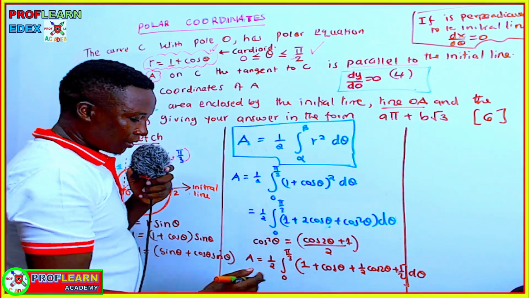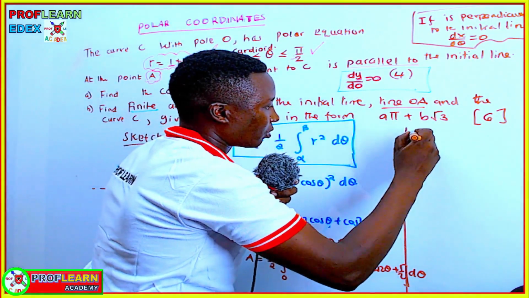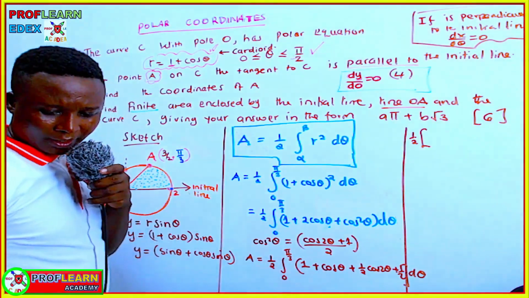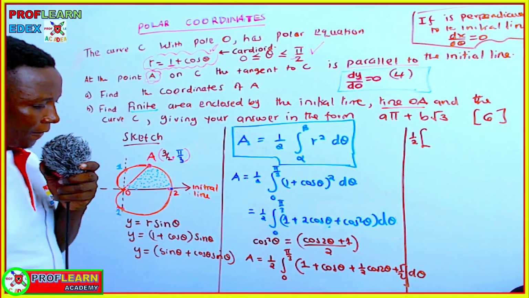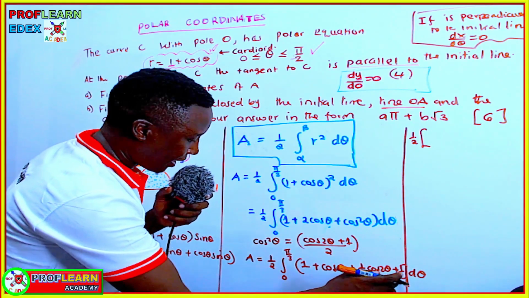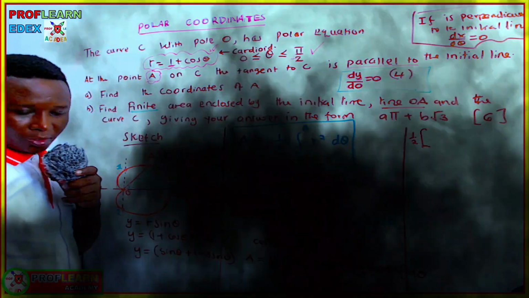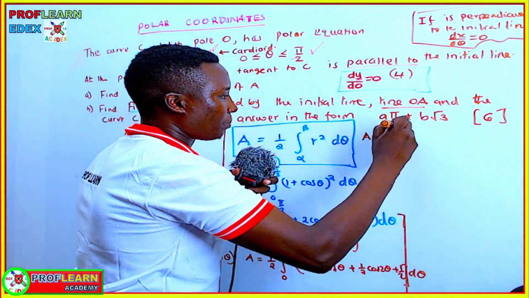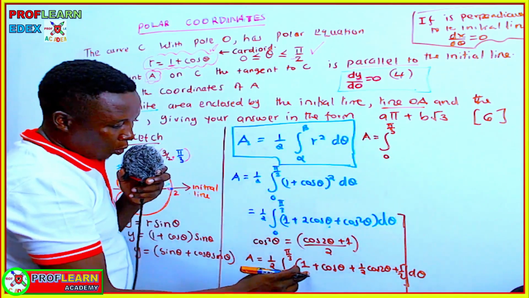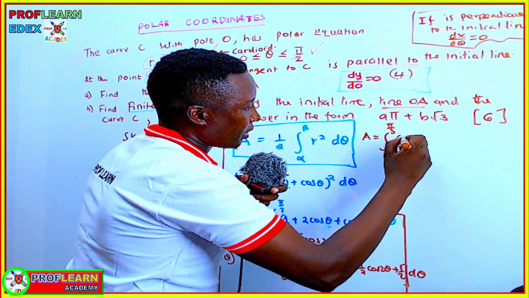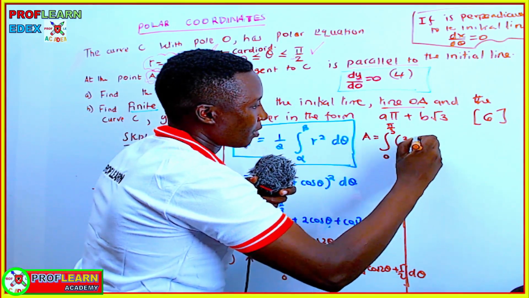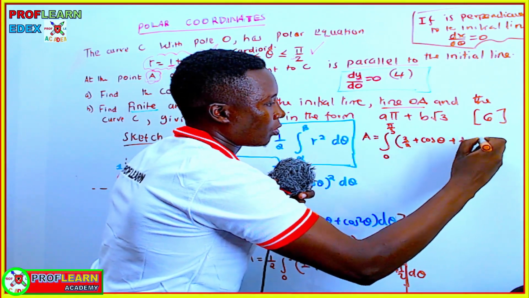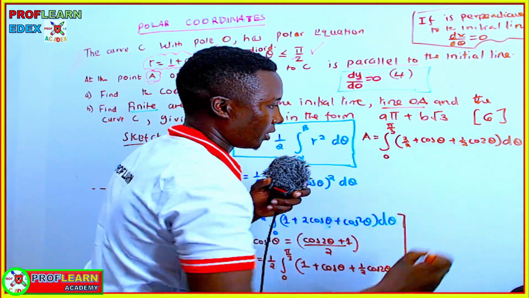So integrating this, we are going to have our equation reducing to 1 over 2 into bracket. Okay, first we need to reduce this as well. This is a half, this is 1, and this is going to reduce to what? We're going to say now our area is going to be integrated from 0 to pi over 3. Now, 1 plus a half is going to become 3 over 2 plus cos theta plus 1 over 2 cos 2 theta with respect to theta.